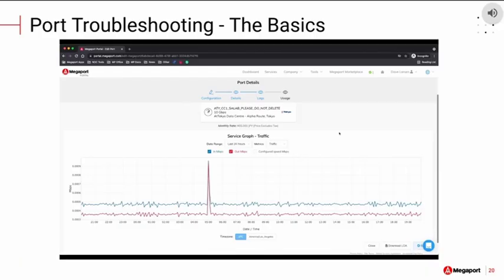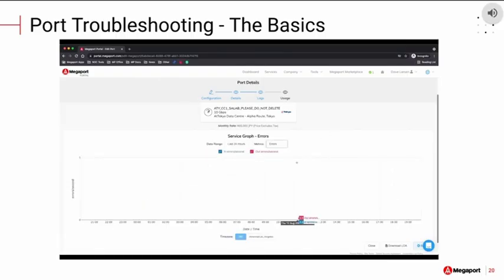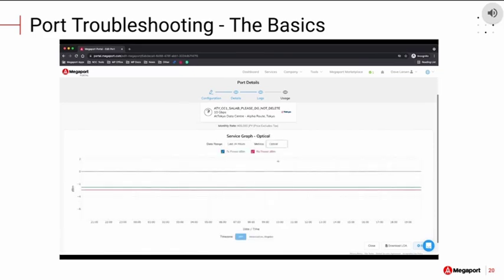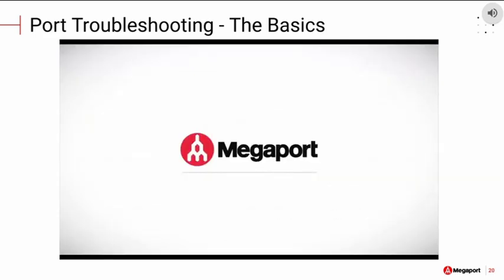If you're looking at a port, the traffic graph displays all the traffic from all the VXCs connected to it. You can also view a graph for errors and optical levels. If you want to see only the traffic from a specific VXC, you should view just the VXC rather than the port it is connected to. And that's it for this quick tip.